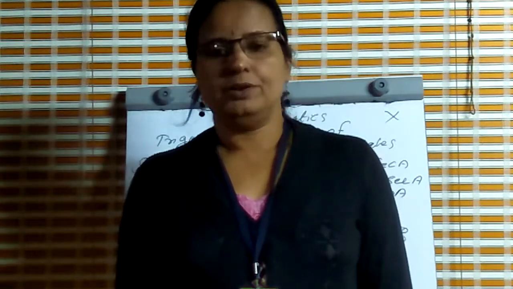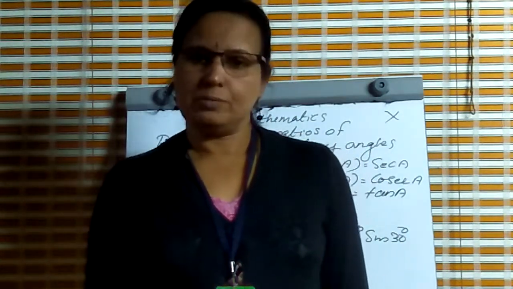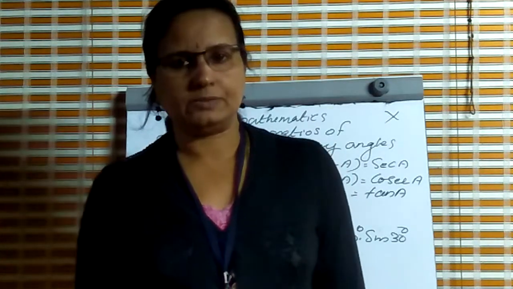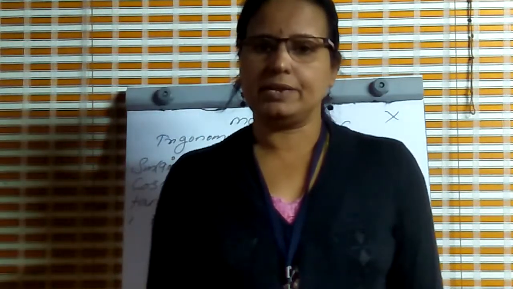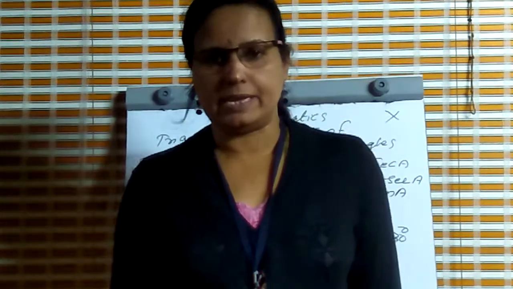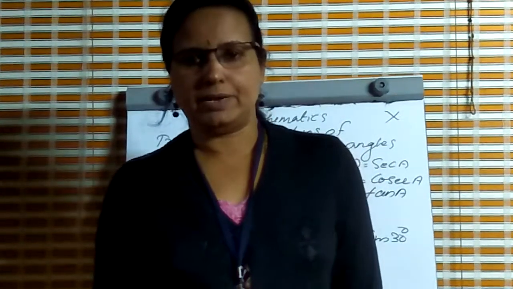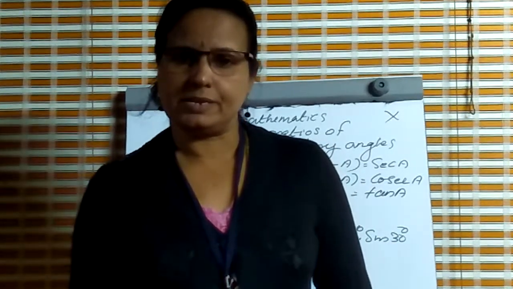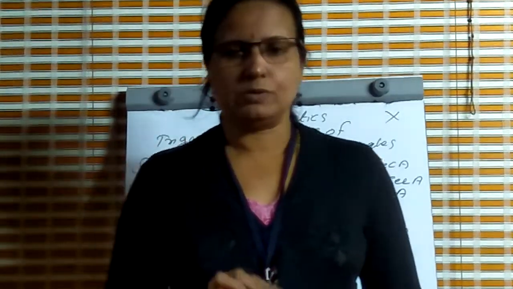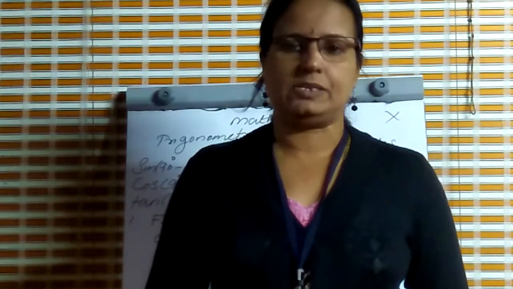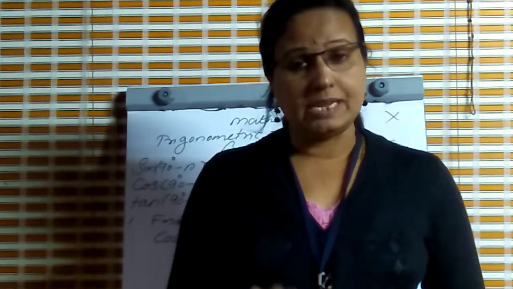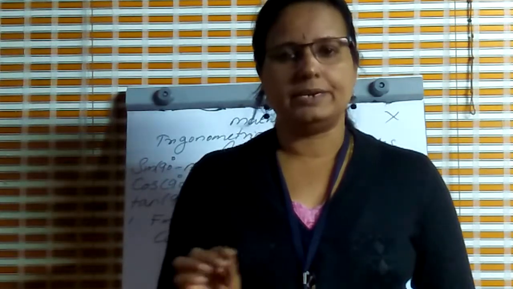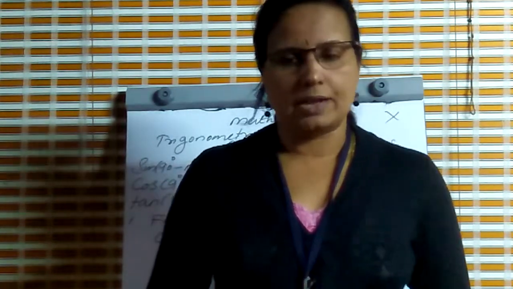Good morning, children. Today we are going to study trigonometric ratios of complementary angles. We have some results. Sin(90° − A) is equal to cos A, and cos(90° − A) is equal to sin A. Tan(90° − A) is equal to cot A. Then cosec(90° − A) is equal to sec A, and sec(90° − A) is equal to cosec A. Cot(90° − A) is equal to tan A.